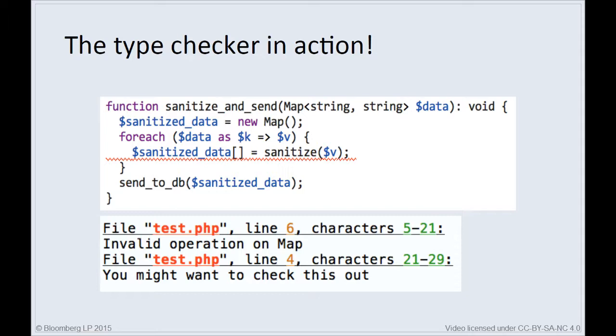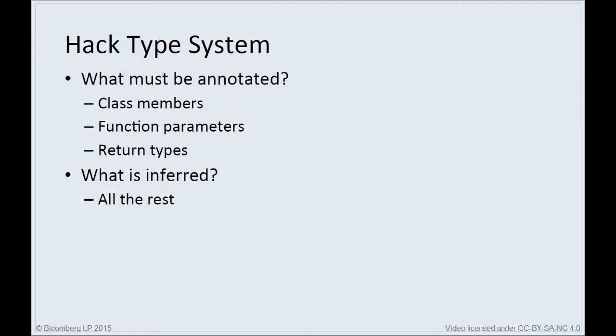I can still say $x equals 0, and we'll infer that x is an integer. You only have to write types on function input and outputs, the function parameters and return types, and on class members. All of the locals we can infer for you. You give us a little bit of information and we can figure out the rest. We can keep you moving quickly in PHP code just like you were before, except you're writing Hack now. Everything else is inferred.